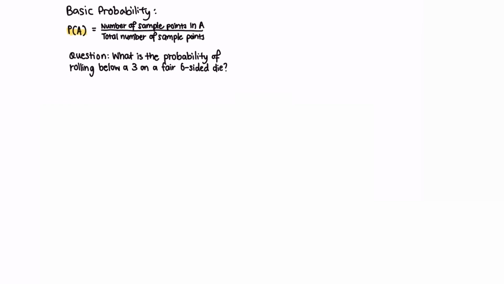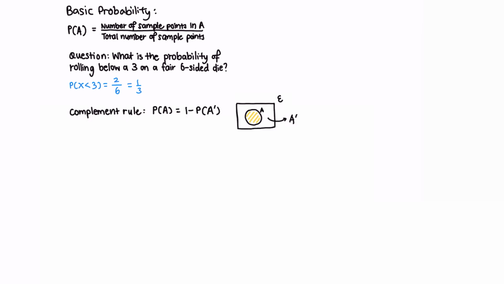Basically, the probability of a certain event A happening, which I write P(A) in mathematical notation, is just your number of sample points in A over your total number of sample points. So to find out the probability of rolling below a 3, I first find my number of sample points. In this case, I can only roll a 1 or 2 to get below a 3. So my number of sample points is just 2, and my total number of sample points is 6. And that's how I get my answer of 1/3.